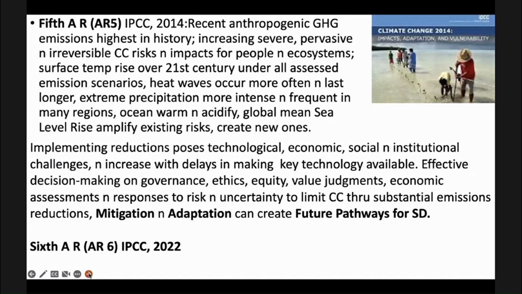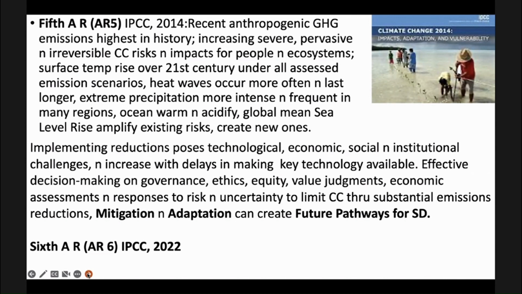Please attempt to read them. The 5th IPCC in 2014 once again talked about some of the irreversible changes that have taken place and recognized that heat waves occur more often, extreme precipitation happens more intensely and frequently in many regions, and we need to tackle each of them so that we minimize risk and avoid amplifying existing risks and creating new ones. So implementing mitigation and adaptation can help us create future pathways for sustainable development.